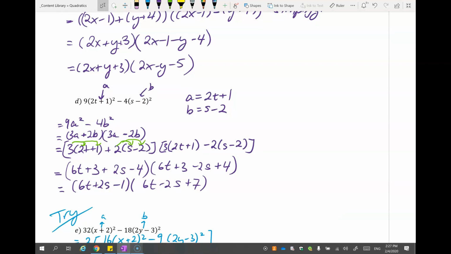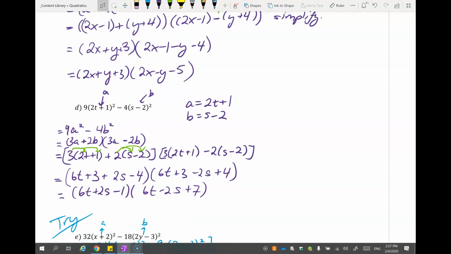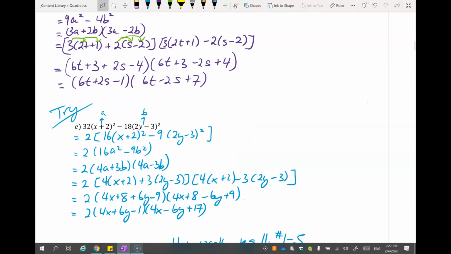So why don't you try the next one on your own. So set a and b for x plus 2 and 2y minus 3, and then factor out the 2 first from 32 and 18, and then continue on. Okay, so when you're ready, here's the solution. So the first thing you do is factor out the 2 out of 32 and 18. So then you're left with 16 and 9. And these are perfect squares, which is what we want.